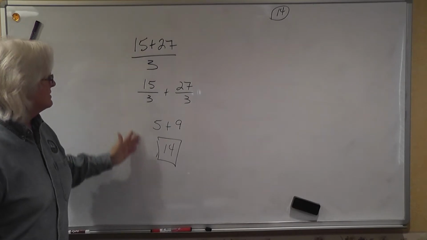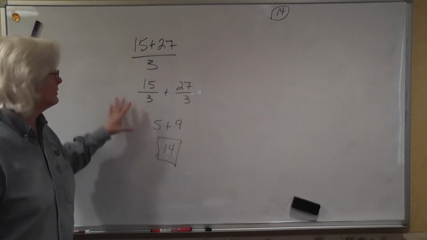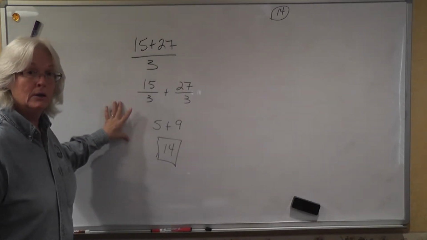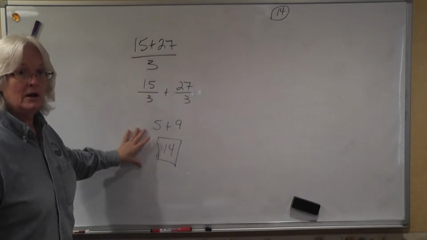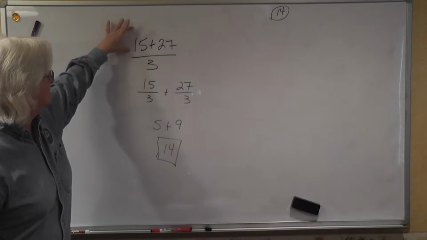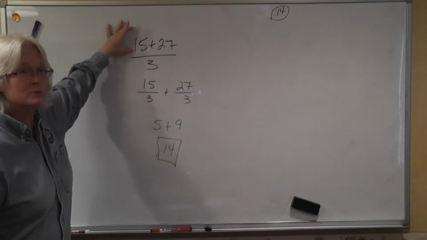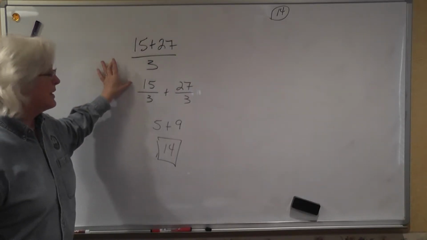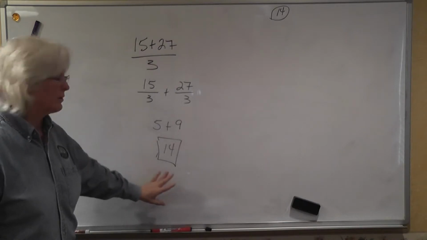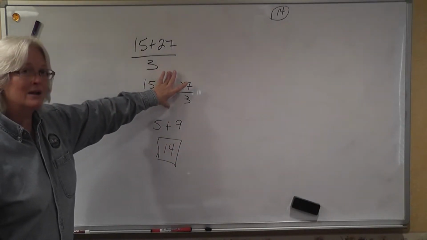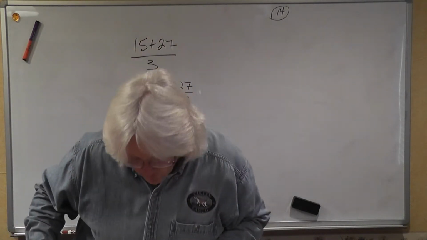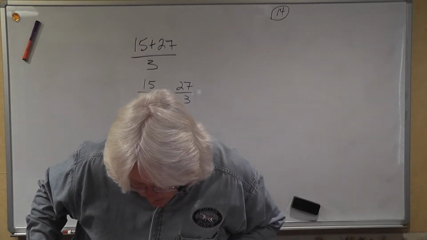And you might look at this and think, why in the world would I want to do it this way? You don't when you simply have whole numbers. We would find the sum in the numerator, which was 42, divided by 3. Then we would end up with our quotient of 14. But you're allowed to break this apart because of your fraction rule. Let me show it to you.